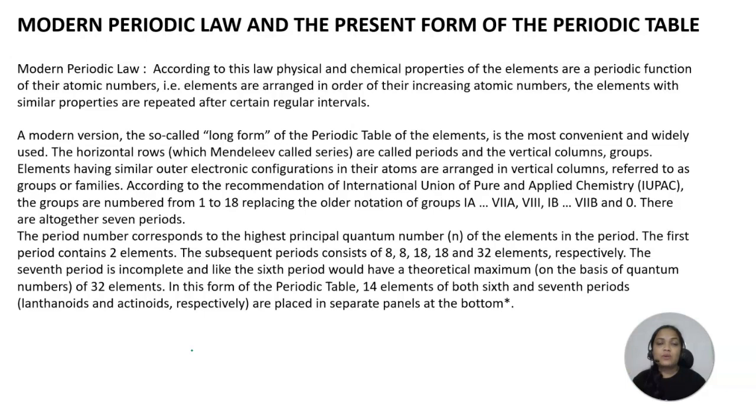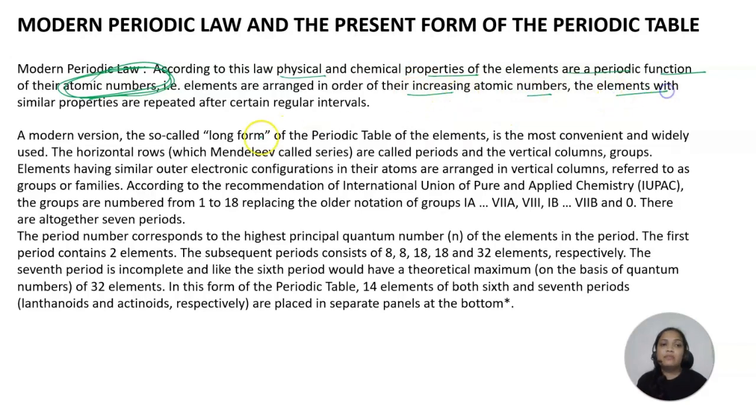Now some x-rays were studied, many things were studied, and after that, Henry Moseley was the one who gave us the modern periodic law. So he actually modified Mendeleev's law only. He said that physical and chemical properties of the elements are the periodic function of their atomic number. So he told that the basis of classification should not be atomic mass, which the scientists were using until now, right? But it should be atomic number. Means elements are arranged in order of increasing atomic number.